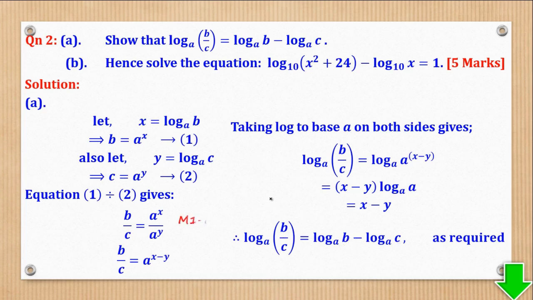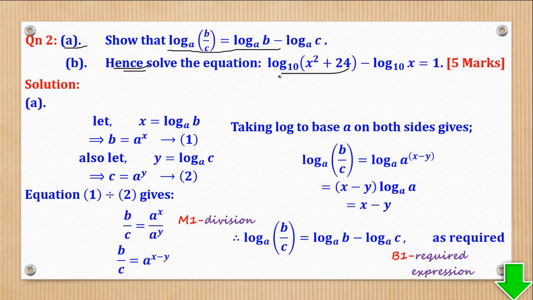That was part A. So part A, the first mark came from the division and the second mark came from the required expression. Now we shall go to part B of "hence solve this." Now this word "hence" means if part A is not correct, then part B can never be correct. That's what "hence" means. And it means that you have to use the expression got in part A to look for a way of getting the solution of part B.